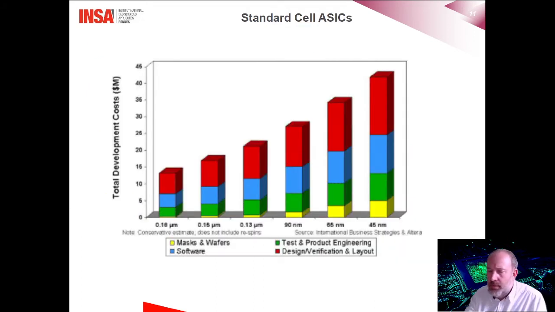The figure here shows the total development cost for standard cell circuits according to the technology, and in particular, according to the size of the transistors from 0.18 micrometers to 45 nanometers. We can clearly see on this graph that development costs increase significantly on all the specs, namely the mask design, software, as well as test and verification. The smaller the technology, the bigger the costs are.